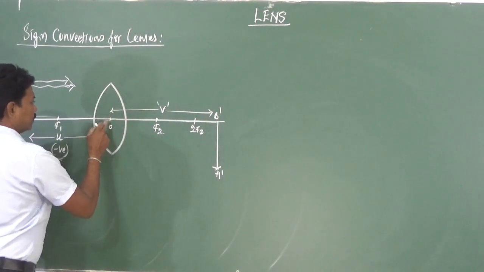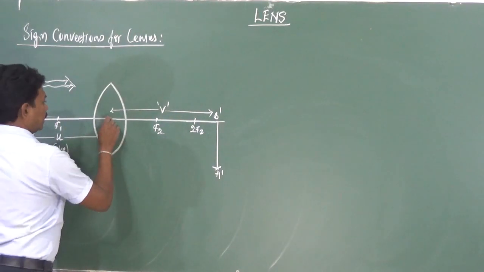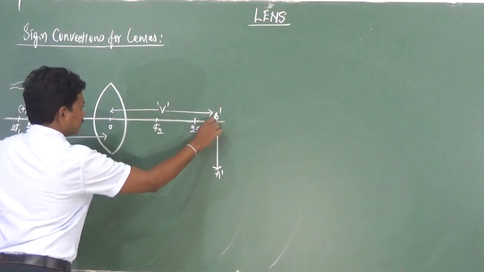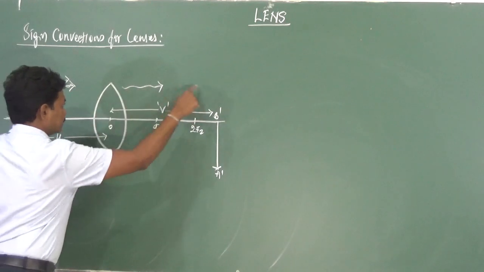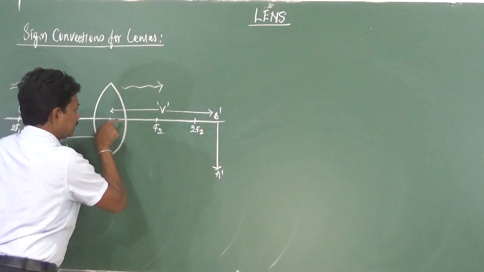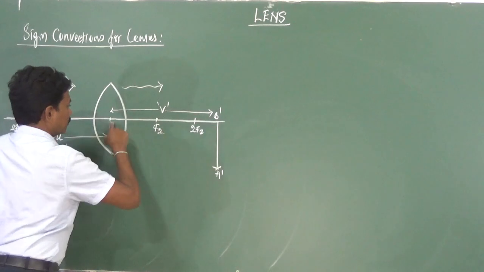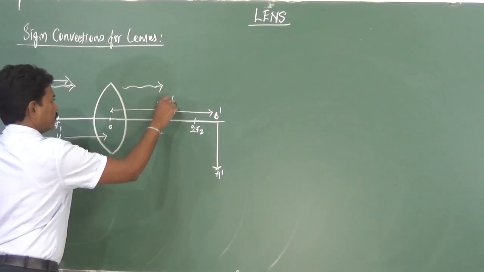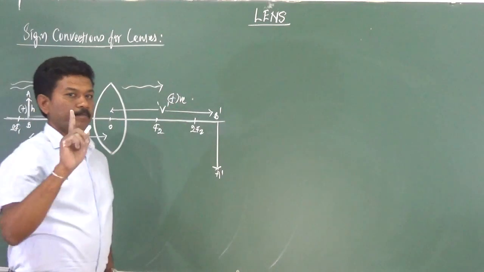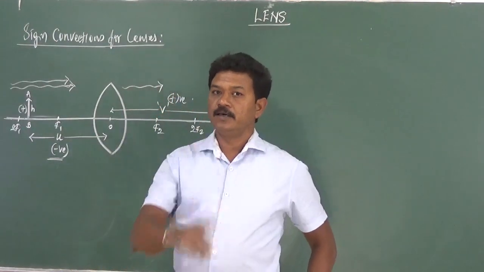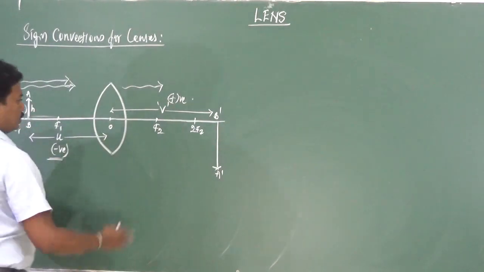Whatever we measure should be measured from the center of the lens, that is the optic center. Here, as we are measuring OB dash, it is measured in the direction of the light rays. Light rays are in this direction, and you are also measuring the distance in this direction. Therefore, as you are measuring the distance of the image from the optic center in the direction of the light rays, this is taken as positive. That is, image distance is taken as positive. So this is very, very important. Once again, let us go with the sign conventions. One more thing I will conclude.